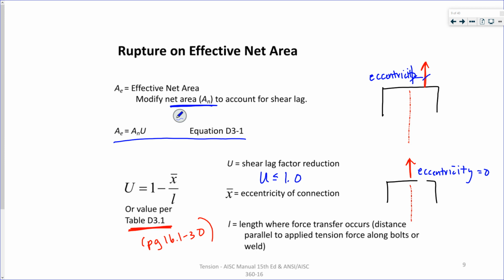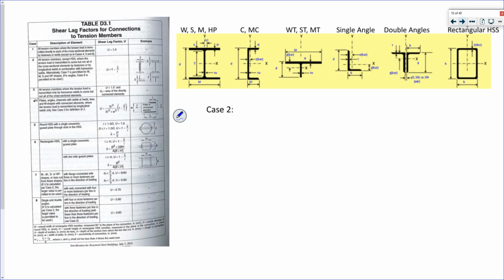Because you're modifying your effective net area. You're modifying your net area. You're reducing it due to that phenomenon of shear lag. So I'm going to do some calculation, discuss different cases of shear lag factors. Okay?